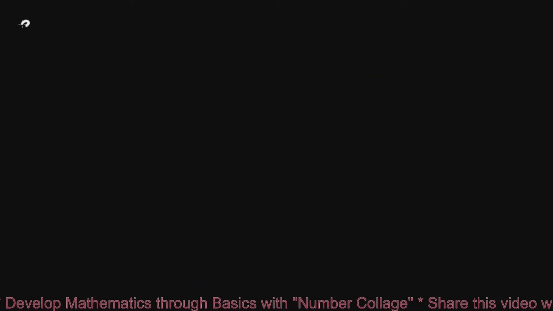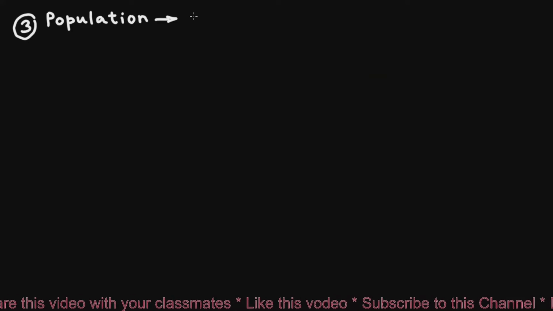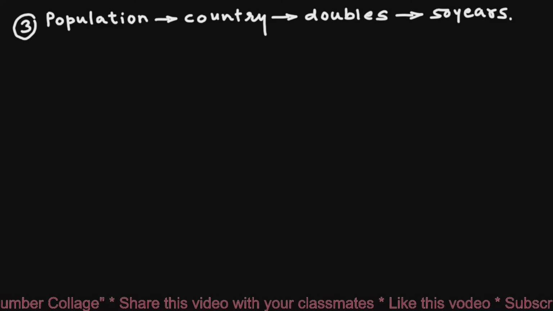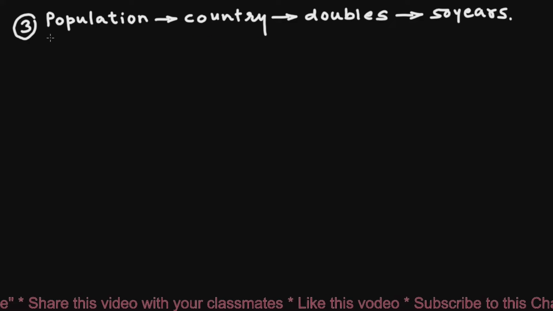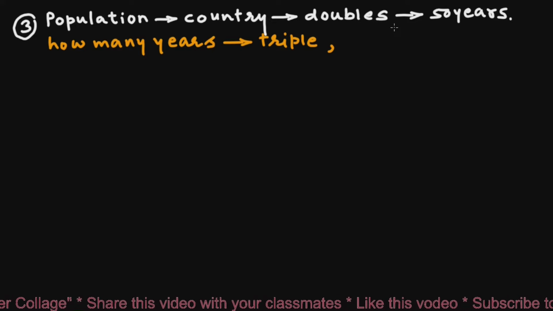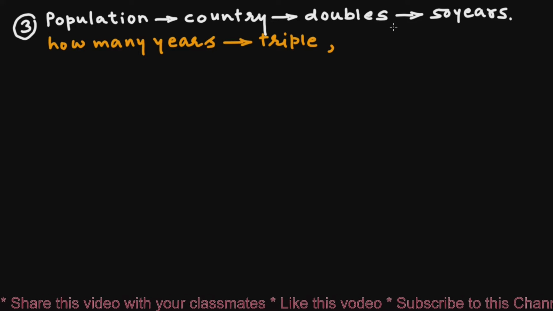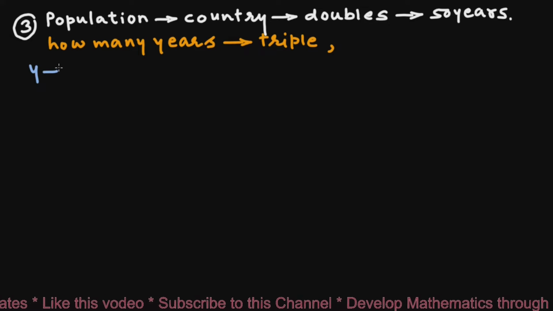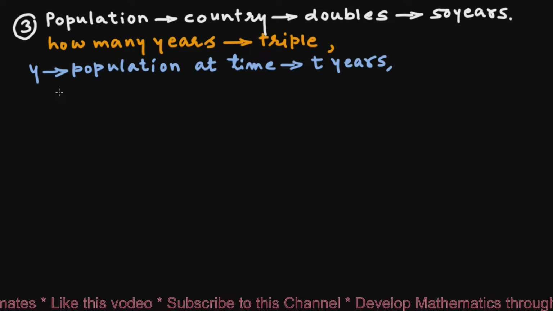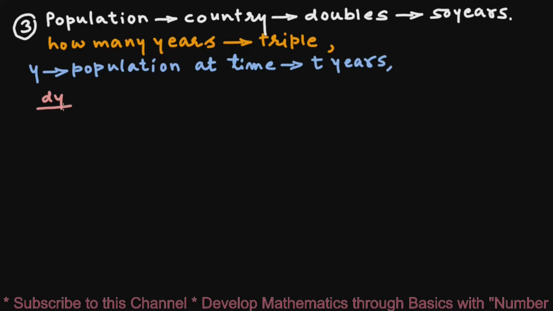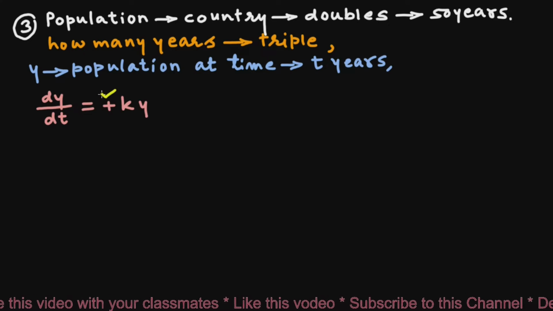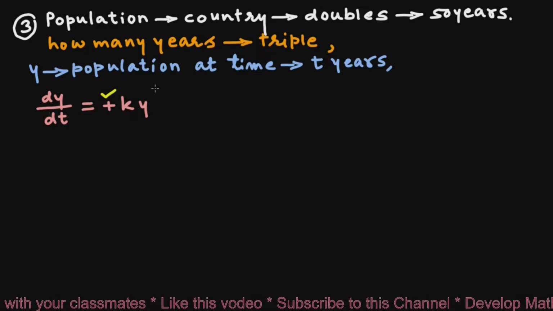In the third problem, it is given that population of a country doubles in 50 years. We have to find in how many years it will triple if the rate of increase of population is proportional to the number of inhabitants. If y is the population at time t years, then by the law of growth of population, we write dy by dt equals plus ky. We use positive sign here because the population is increasing.